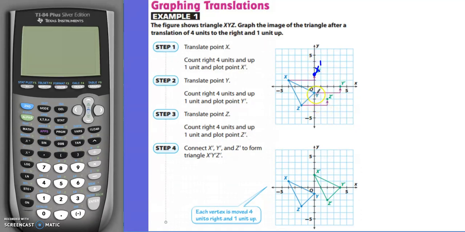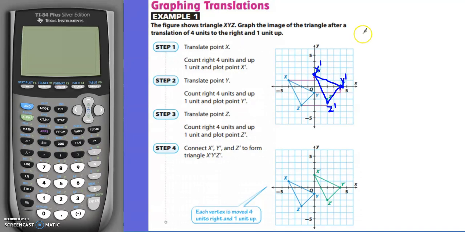Then we go to Y. Go over 1, 2, 3, 4, up 1. We call it Y prime. Then we go to Z. We go over 1, 2, 3, 4, up 1. We call it Z prime. We connect our dots. Okay, and this is what it looks like.